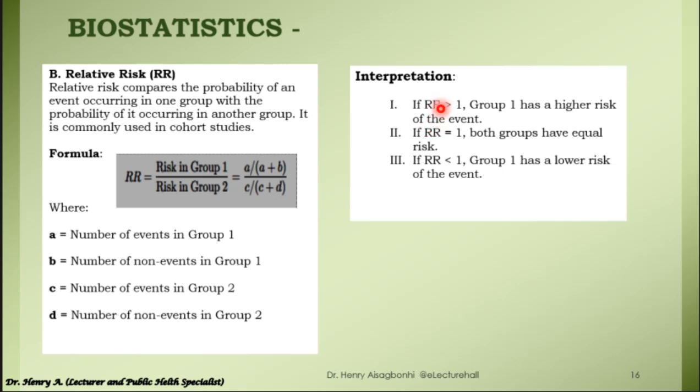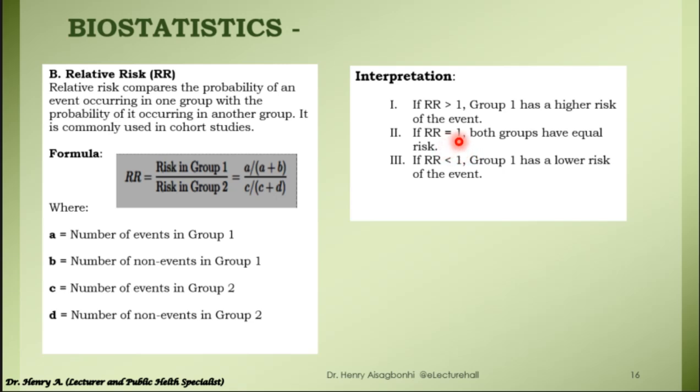Now, if the relative risk is greater than 1, like I told you before, group 1 has a higher risk of the event. If relative risk is equal to 1, both groups have equal risk. Unlike the other one, there is no risk associated at all, that it will not occur. But in the other one, in group 1, it says that there's a high probability that it will occur. In this case, there's a high risk of the event occurring.